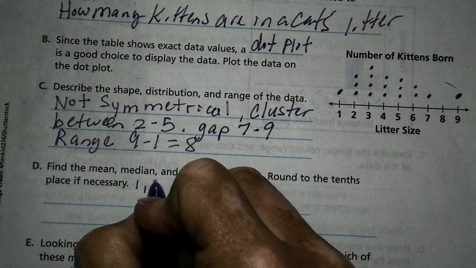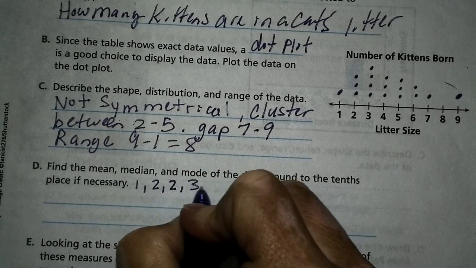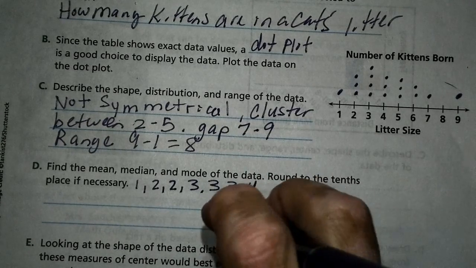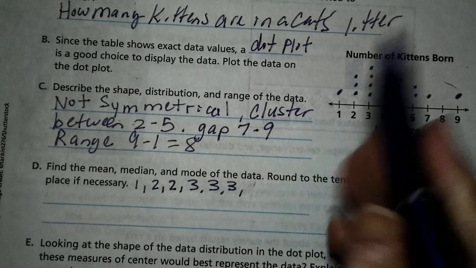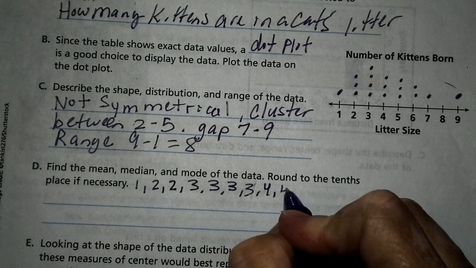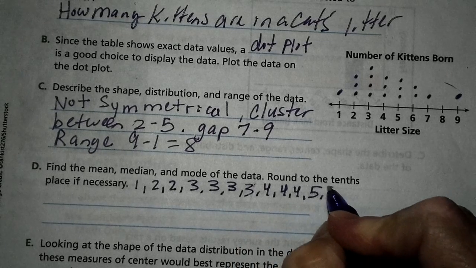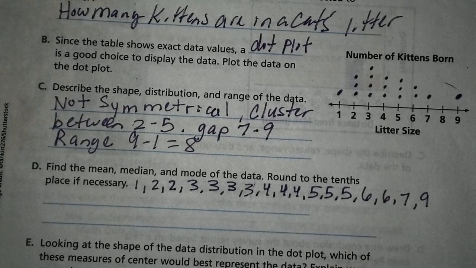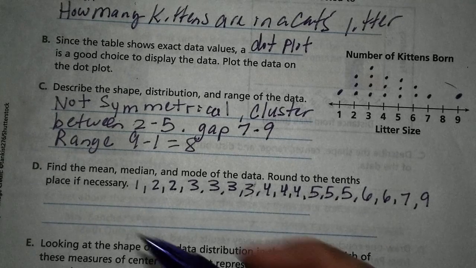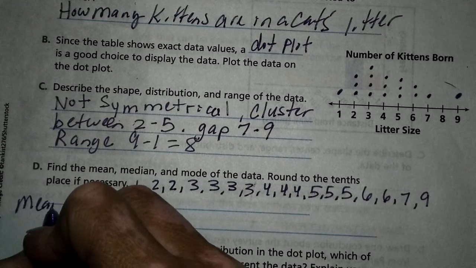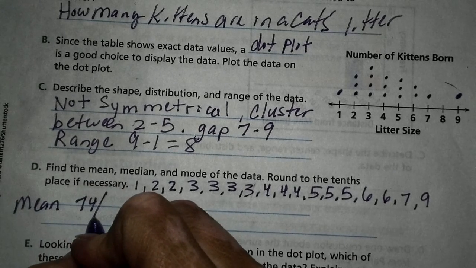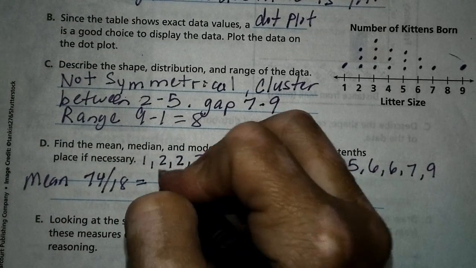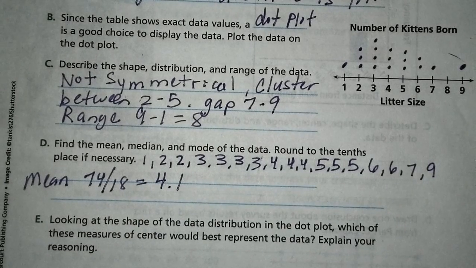So 1, 2, 2, 3, 3. I think I missed a 3, didn't I? Yep. And then 4, 4, 4, 5, 5, 5, 6, 6, 7, and 9. All right, so when we add all those together, the mean would be 74 divided by 18. So when we divide that, we get 4.1.